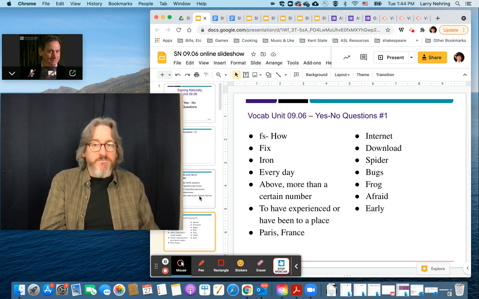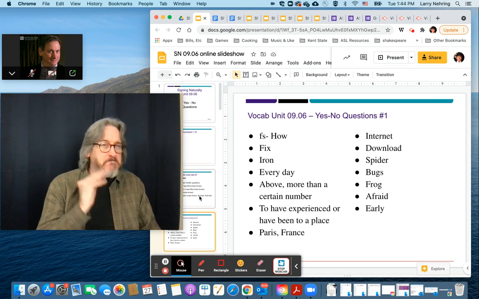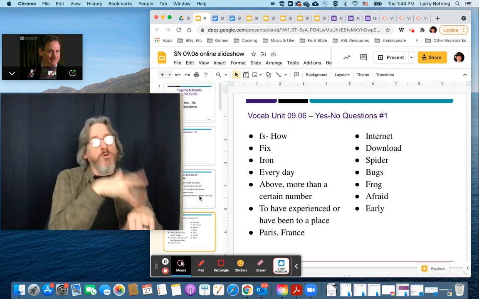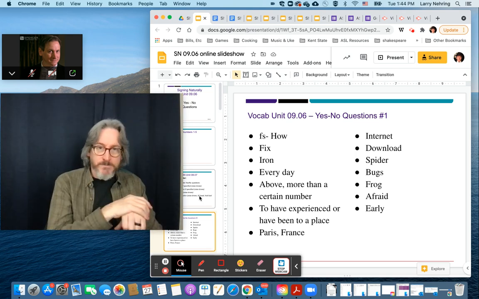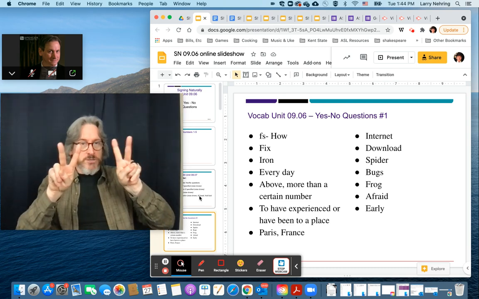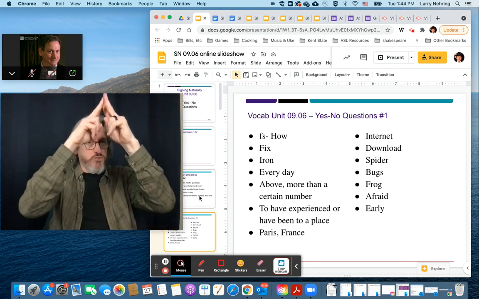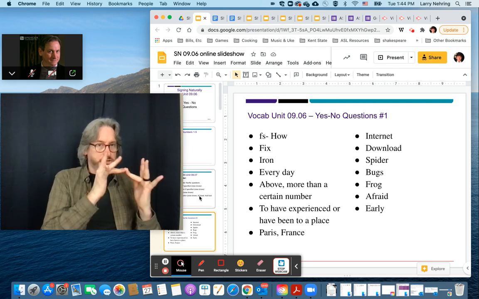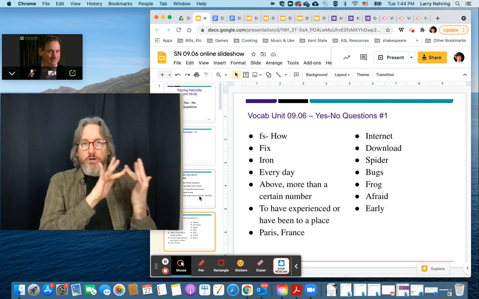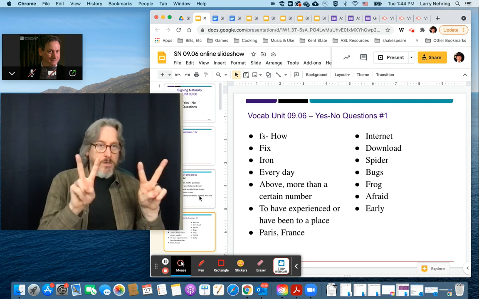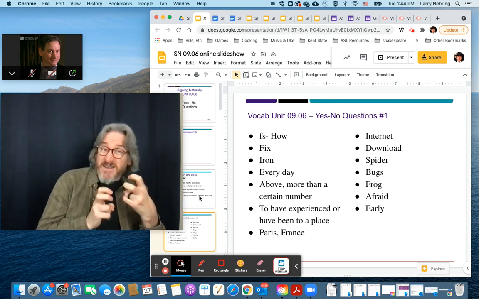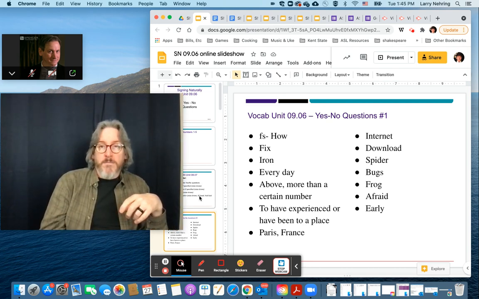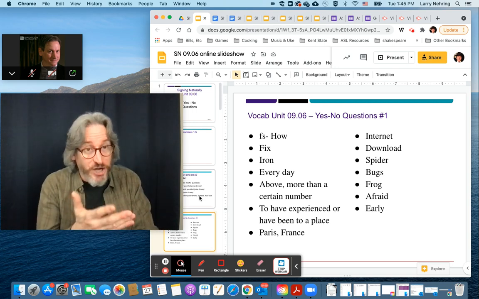To have experienced or have been to a place. Experience or touched. Remember when we were talking about travel? Touch there, experience. Paris, two V's. It's for the Eiffel Tower. Internet, the middle fingers, it's networking. This is also a sign for network. Download, you're grabbing it. It's kind of like you're stealing it, downloading it. Spider, duh, right? Spider.